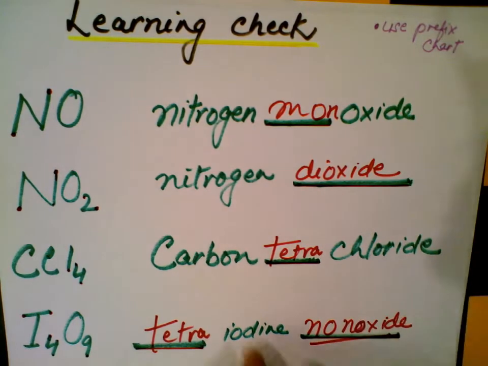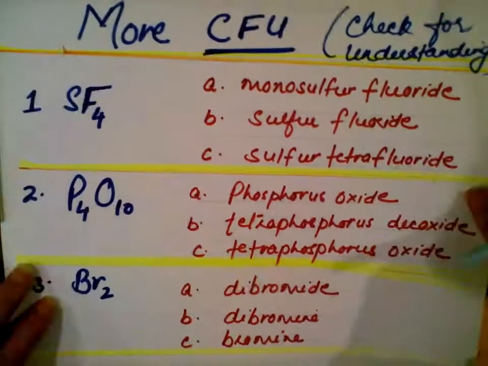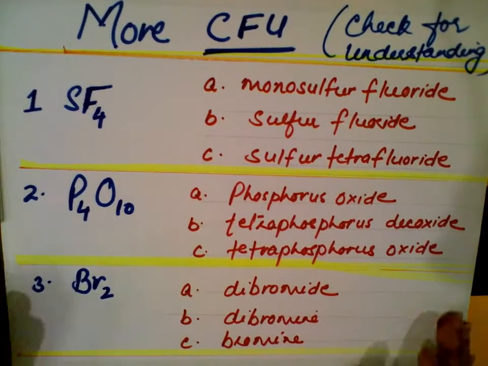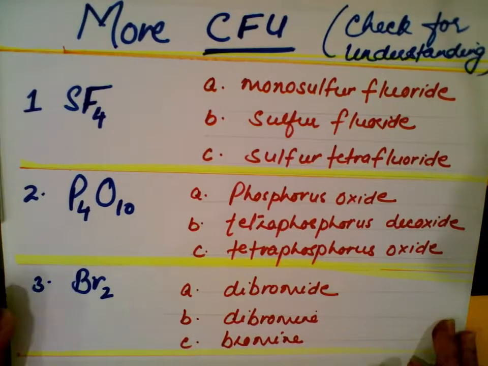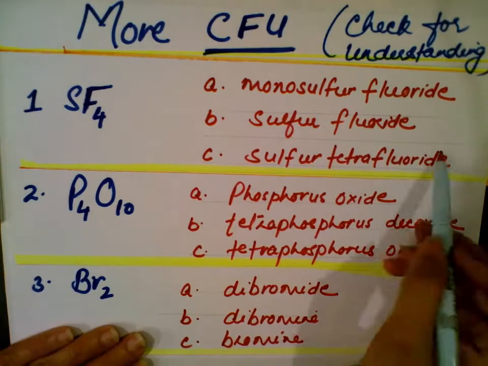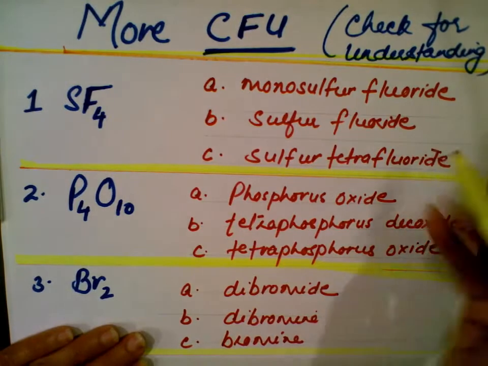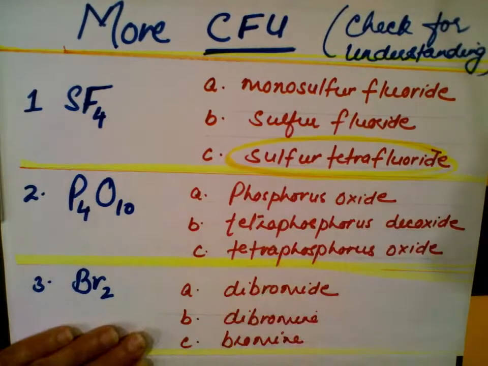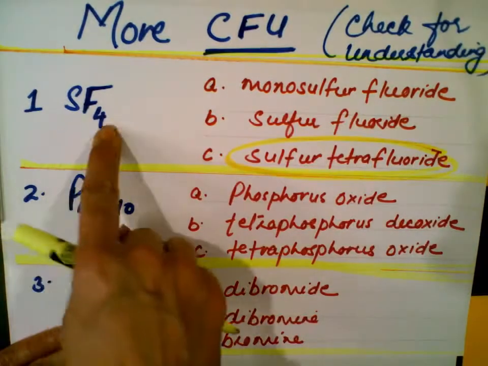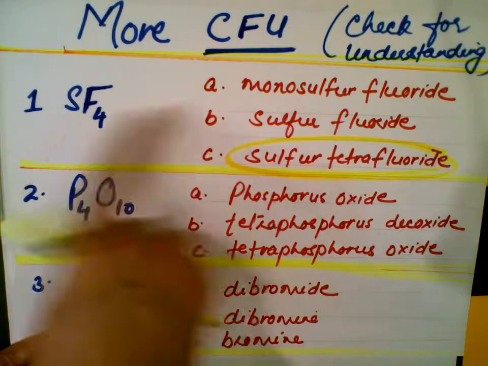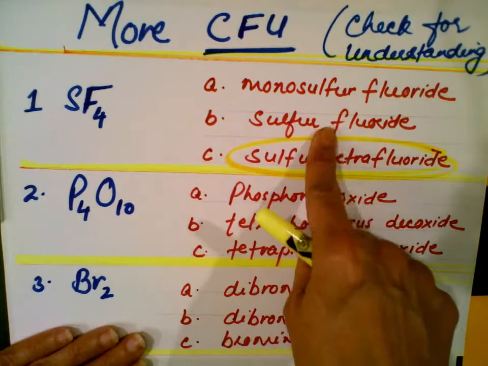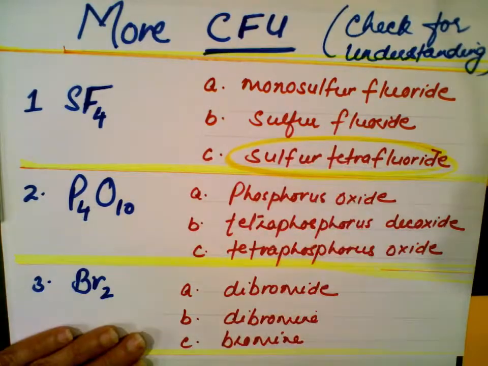Let's do a little bit more check for understanding. Let's see. You have to pick the right answer. Just pause the video. Well, if this is the one you picked, that means you understood it right. Sulfur tetrafluoride. We do not use mono, and also here we didn't use the prefix for fluorine, so they both are incorrect.